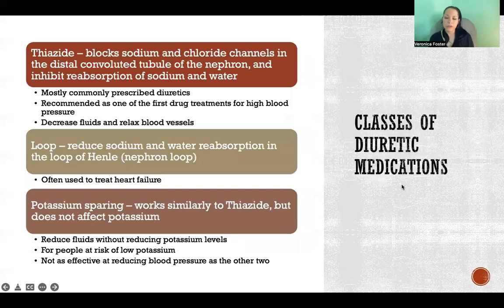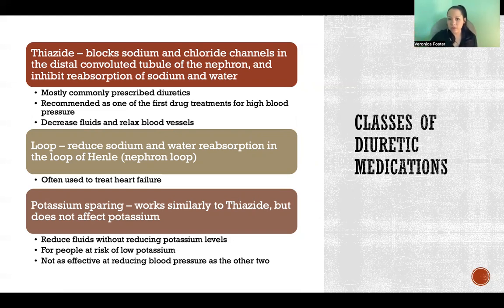Okay, then there are also diuretic medications that are usually used to treat high blood pressure. So there's 3 different classes that have different effects on how the nephron is functioning. So the first class of medications is thiazide. That includes many different medications under that category. So it acts by blocking sodium and chloride channels in the distal convoluted tubules, so the far end of the system of tubules. And it also inhibits reabsorption of sodium and water.